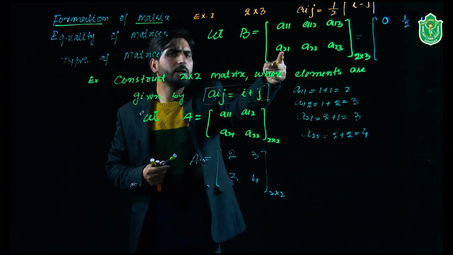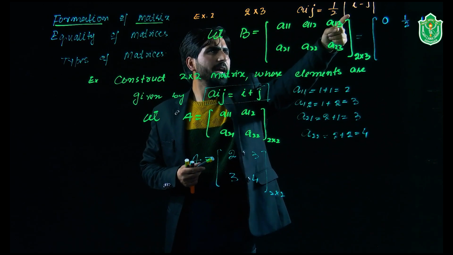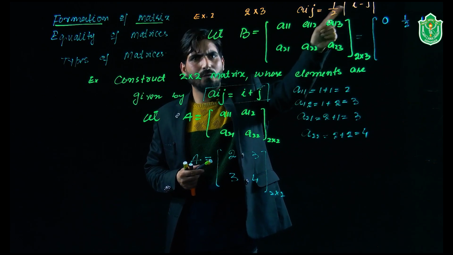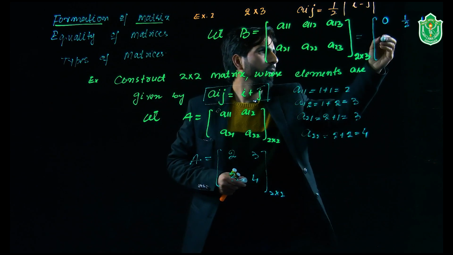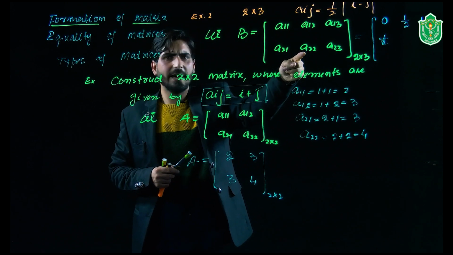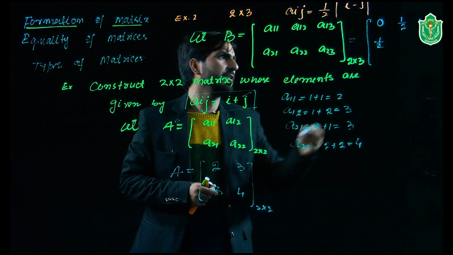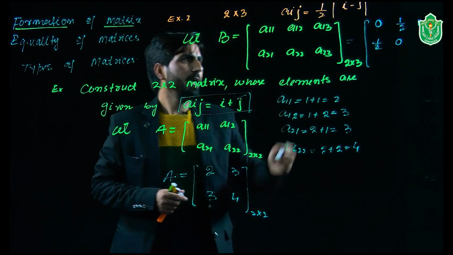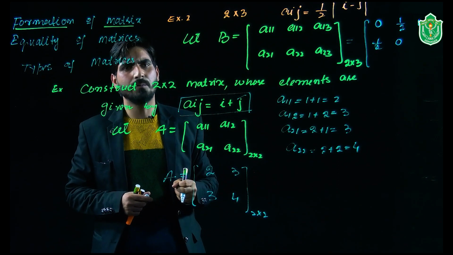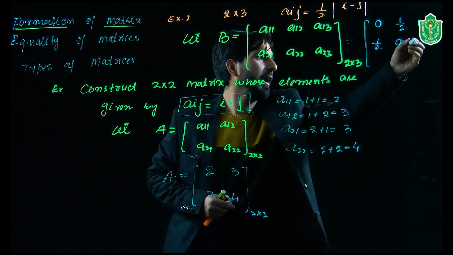Similarly, if we put i is equal to 2 and j is equal to 1 in this, we will get 2 minus 1 is 1 and the modulus of 1 is 1. 1 divided by 2 is 1 by 2. And A22, here i is 2, j is 2, 2 minus 2 is 0, 0 divided by 2 is 0. Here i is 2, j is 3, 2 minus 3 is minus 1 and the modulus of minus 1 is what? 1 and divided by 2 means 1 by 2.